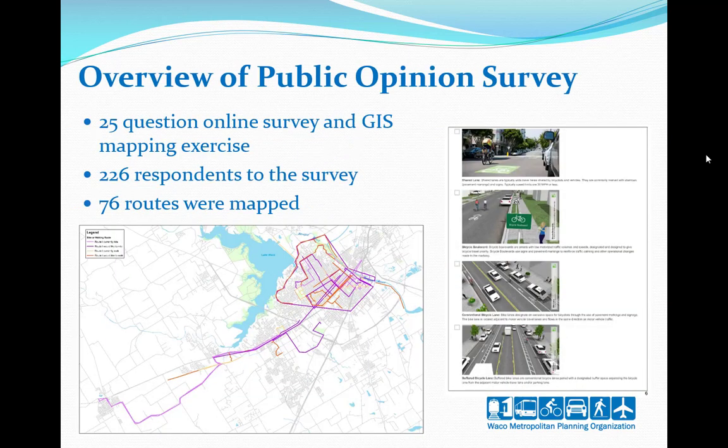The online survey was a public opinion survey to learn about the bicycle and pedestrian experience in Waco and McLennan County. It was an opportunity to ask people to tell us about their top concerns and priorities for future investments in active transportation modes. Over 200 people responded to the survey, and about 76 preferred routes were mapped. The survey results can be found in Appendix A of the plan.